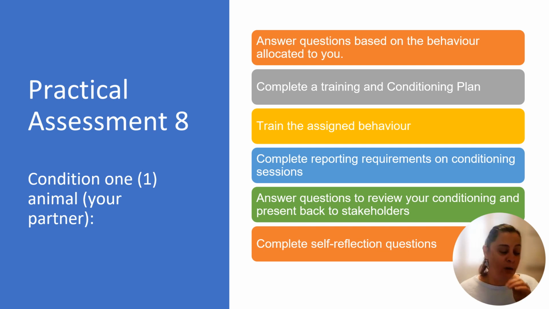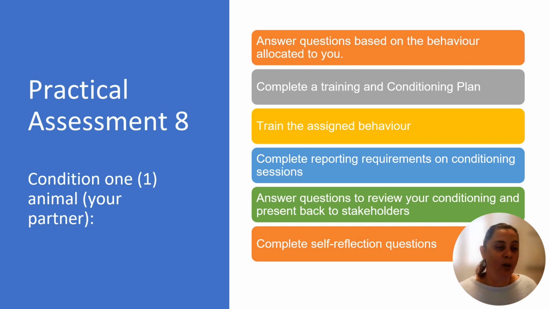Then you're going to complete a training and conditioning plan. It's just a quick basic one, but you'll look at what your steps are. You are then going to train your assigned behaviour. So you're going to train your partner, and you'll have your trainer and assessor there watching, doing an observation checklist, which is in your little written document. So they'll be watching you do that. You're then going to do reporting requirements. So if you train your behaviour, you need to write down how the animal went. Okay, exactly the same thing we do as a keeper when we do training sessions. So you'll do your reporting.